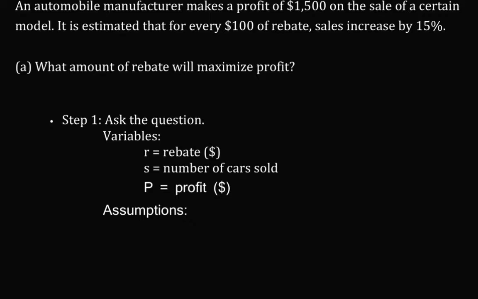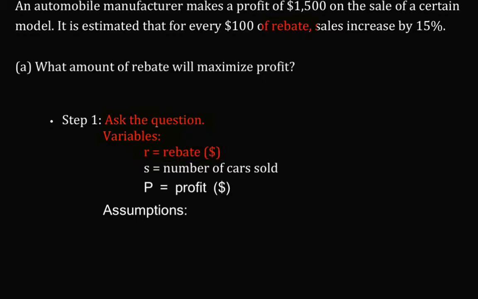The 5-step method can be applied for this problem. So, step 1, ask the question. Here, we should define our variables, then assumptions, then objective. Variables: we have rebate here, so we should use R equal rebate.